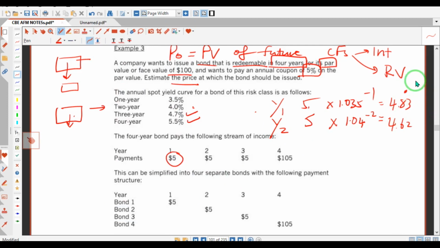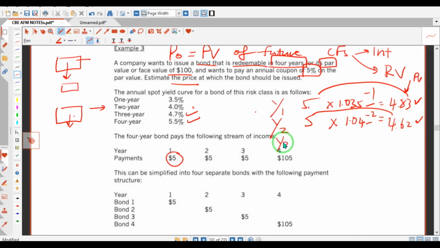4.62. What I'm trying to say here is this is the present value of what you need to pay today to get this. And the return that you're getting for a year is 3.5%. And you need to pay 4.62 today to get $5 in 2 years' time. So annually, you're actually getting a 4% return per annum for a 2 year period.